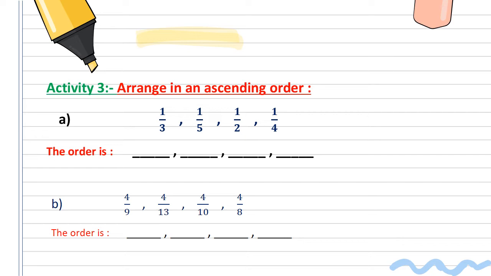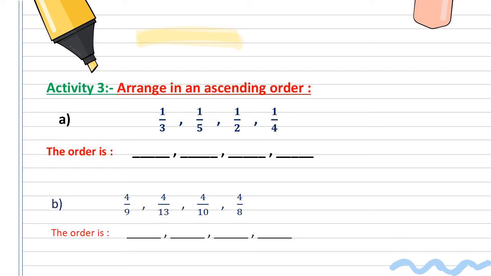Okay, Primary 3, let's answer activity 3. Arrange in an ascending order. Ascending means from the smallest to the biggest. Let's look at the fractions. Here, the numerator is the same, so it's an easy fraction, right? So, the biggest denominator is the smallest one. Again, when the numerator is the same, the biggest denominator will be the smallest.